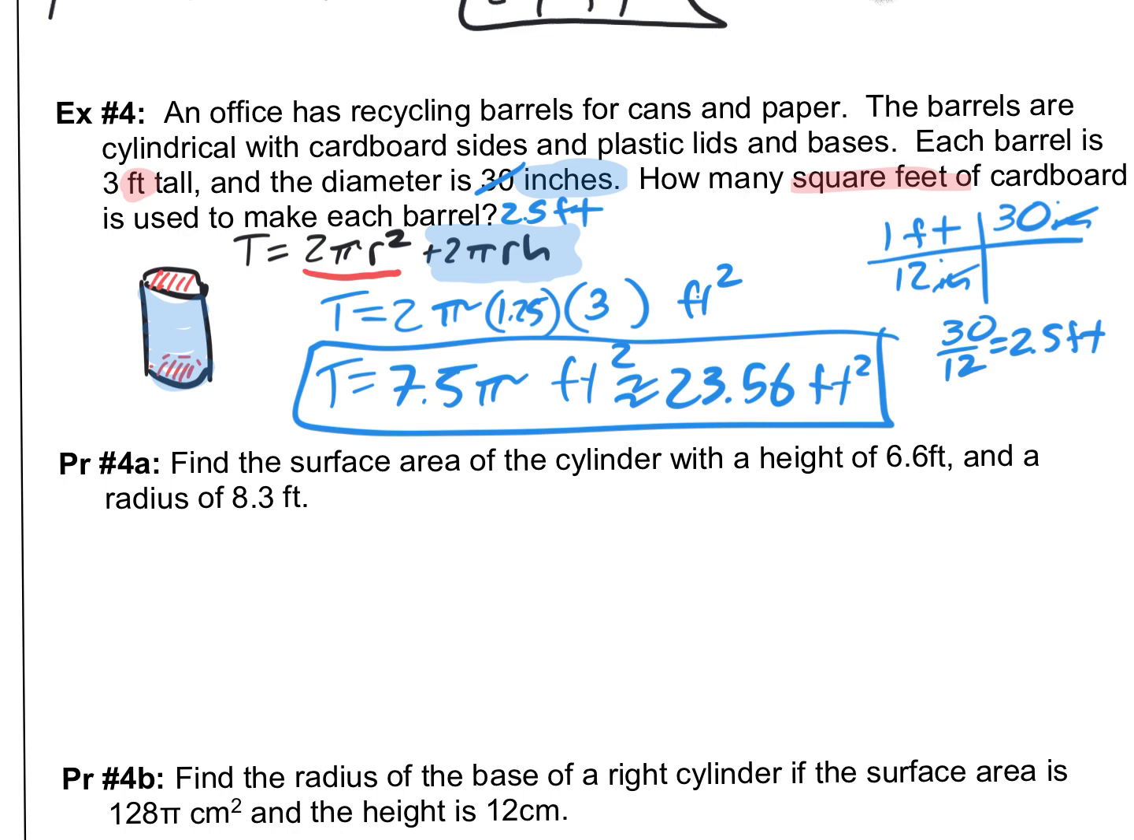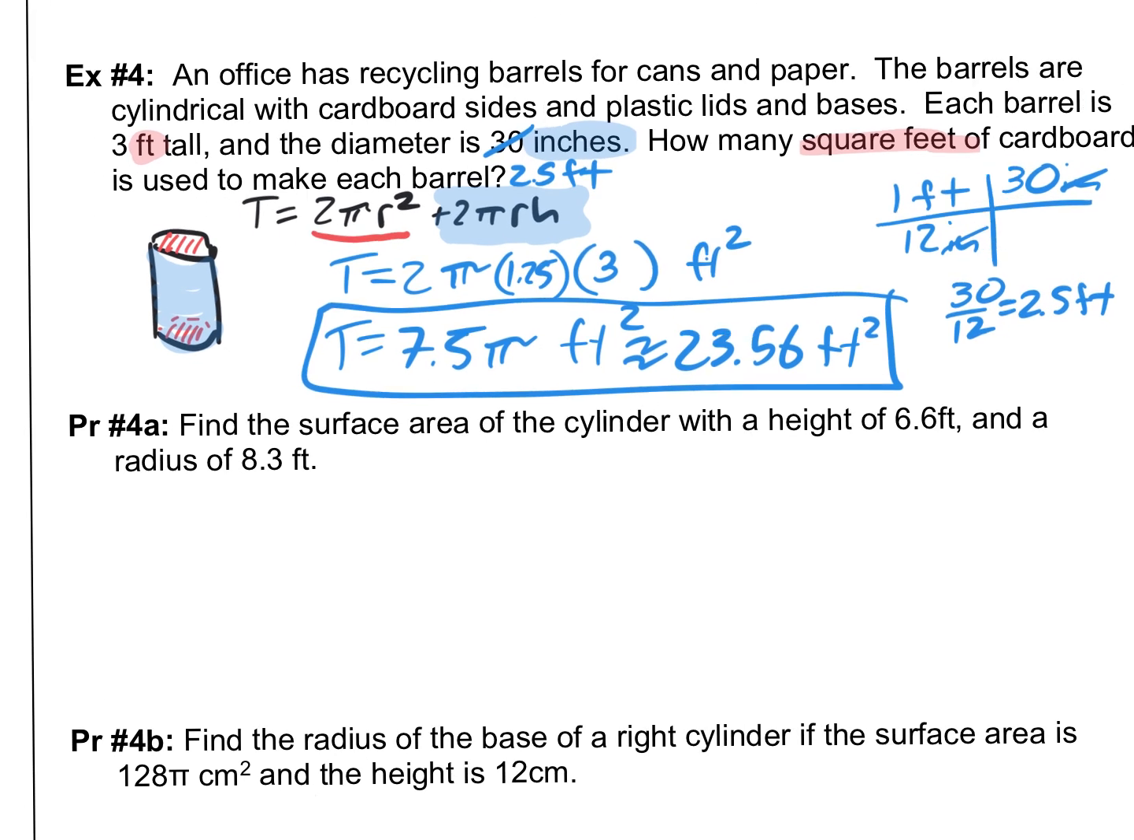Okay, I've done a few examples here. Remember, I'm referring back to that formula sheet in your notes, so you want to keep that handy. So I want you to try practice 4A on your own. It says find the surface area of the cylinder with a height of 6.6 and a radius of 8.3. So this one, you're just finding the entire surface area, so you're going to use that whole equation, not just part of it. Go ahead, give that a shot, and check back when you're ready to check your work.